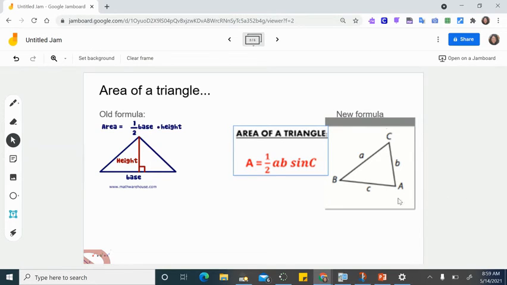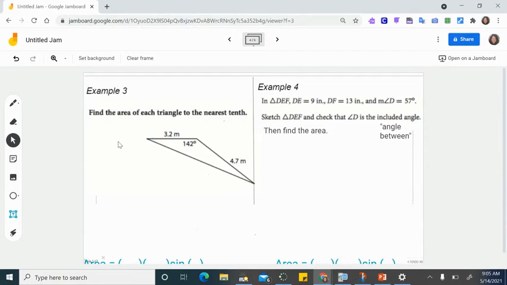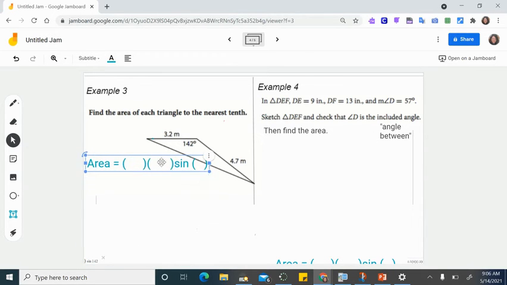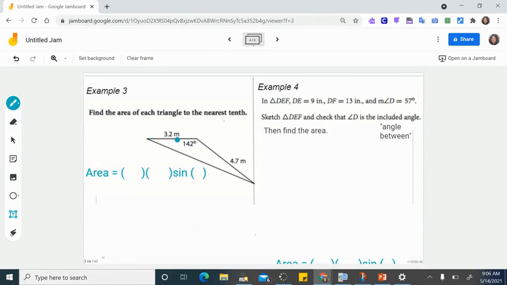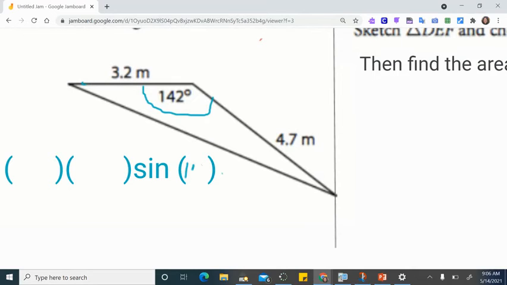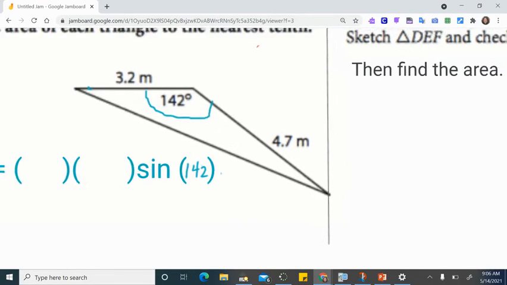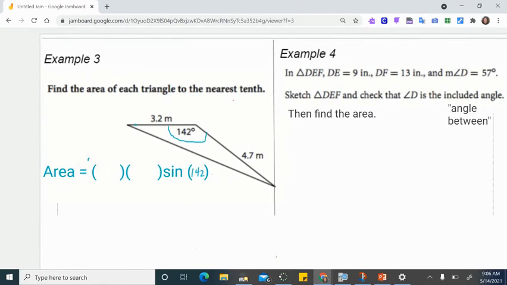But be careful. Everybody sees these ABCs and they start thinking Pythagorean theorem. This is not about Pythagorean theorem. All right, so now we're going to find the area. The formula says the area of a triangle, if we don't know there's a right angle, then we're going to use the angle right here. We're going to take the sine of that angle, so 142, and we're going to multiply it by 1/2 times these two sides here, so 3.2 and 4.7.